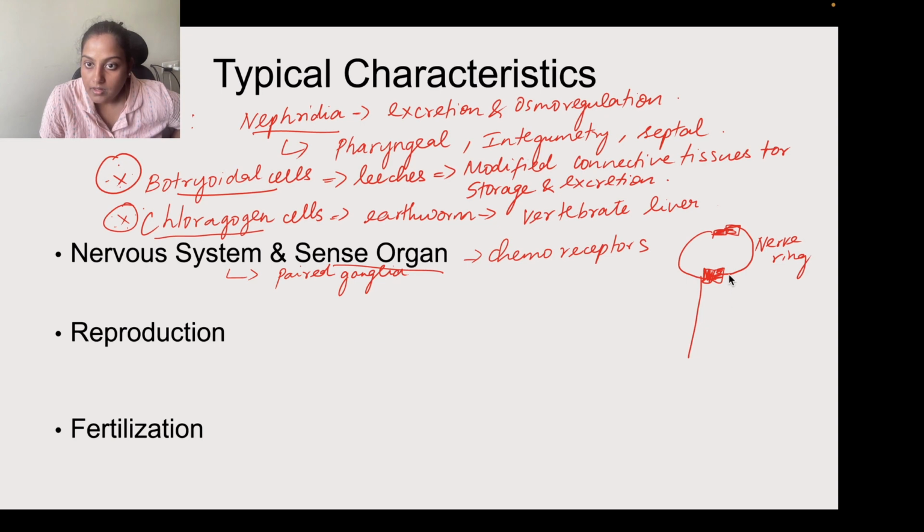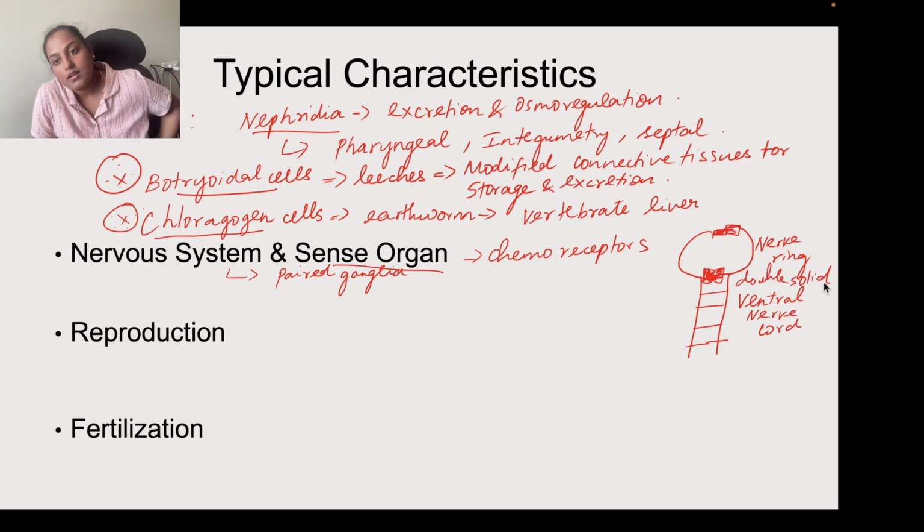And then they have a ventral double solid nerve cord. Can you see this ladder-like structure? So this is the ventral nerve cord. This is, you can mention, double solid ventral nerve cord. So that's regarding the nervous system and sense organ.